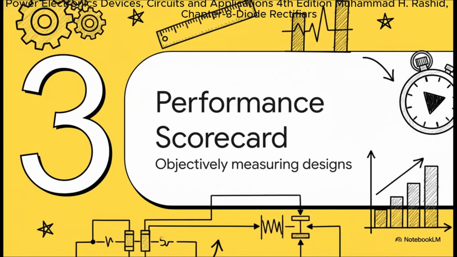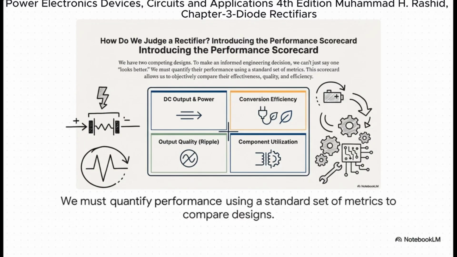Okay, so we have two designs. They look a little different, but they get the same result. So which one is better? We can't just eyeball it and say, I like the look of that one. No, we're engineers. We need numbers. We need cold, hard data. And to get that data, we use what I like to call a performance scorecard. It's how we objectively grade our designs in 4 key areas: how much power they actually deliver, how efficient they are at doing it, the quality of that DC output, and how well they use the components we give them.